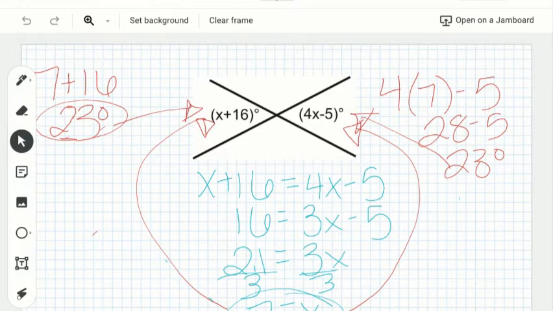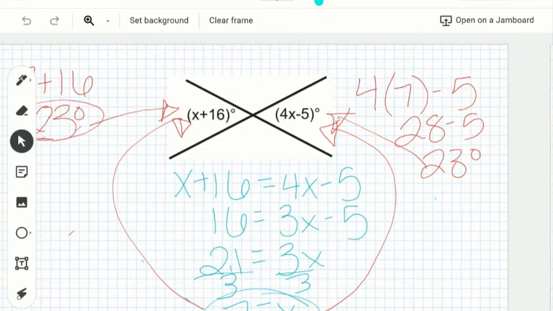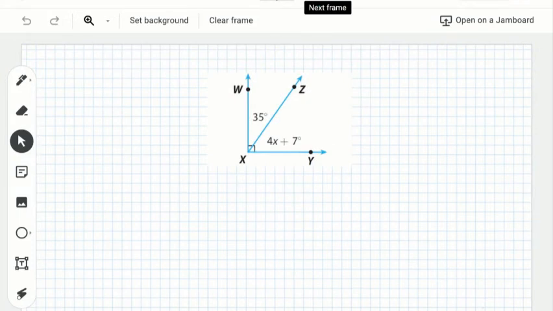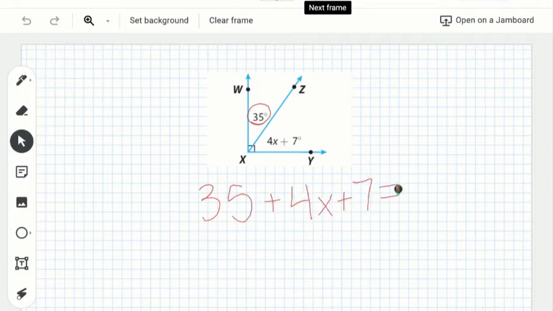All right, taking a look at this next one, same idea as always. We are going to ask, what type of angle relationship is that? I see that those two angles together make 90 degrees. I know that those are complementary angles. Since they equal 90 degrees together, I can add both angles together to equal 90. So if you notice here, I'll take this 35 degrees and add it to the 4x plus 7. And I'll know that that equals the 90.